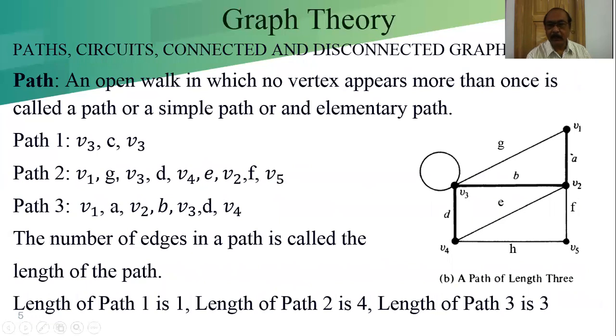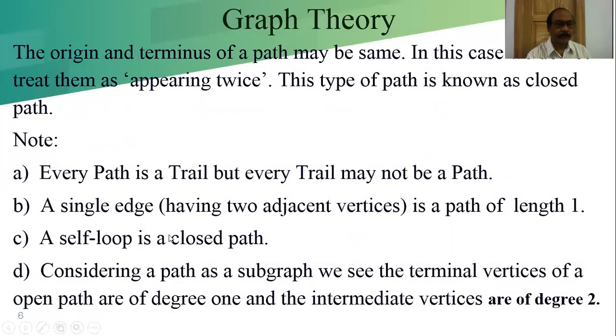When we are considering the path, we are not considering the total graph. We take the path separately. So this is the terminal vertex and this is also the terminal vertex. Both are pendant vertices and the degree is 1. In the in-between vertices, 2 edges are incident to each. That's why the intermediate vertices are of degree 2.